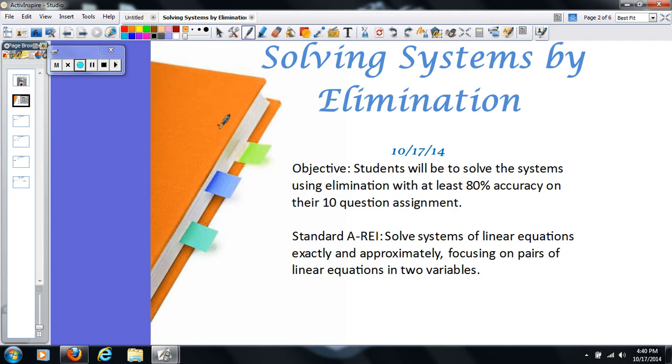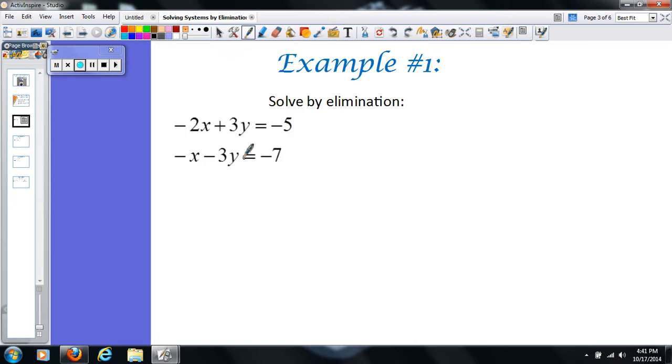So with that being said, let's get to work. Now I told you we're going to be doing solving systems, and this time it's going to be by elimination. Your objective is that students will be able to solve the systems using elimination with at least 80% accuracy on their 10-question assignment. For the last set of problems, we would solve one of them and use what we called substitution, and we would find our answers that way. Now we're going to do something that's called elimination.